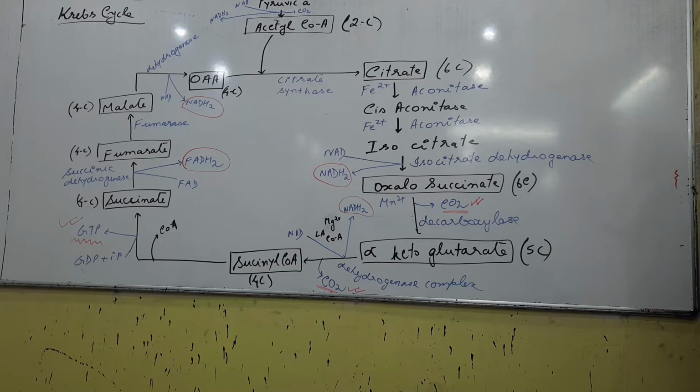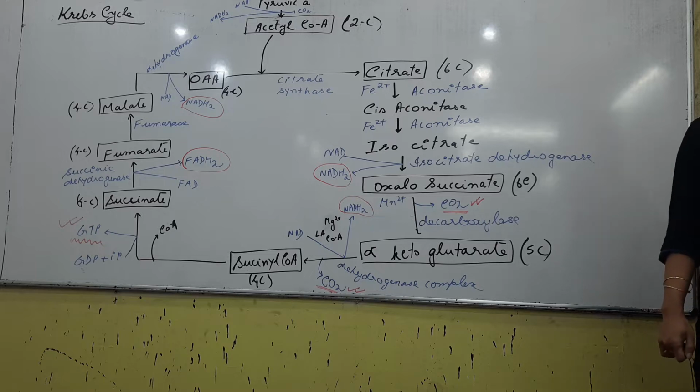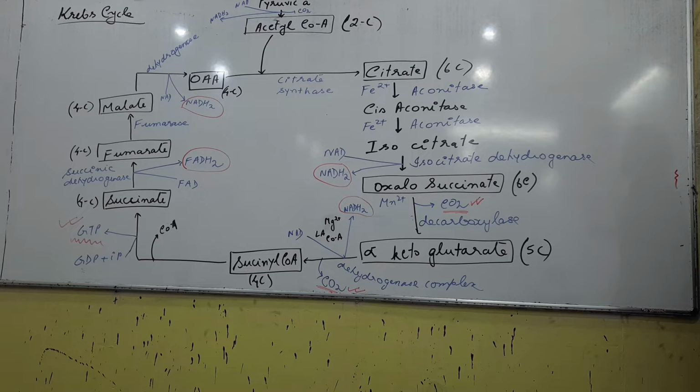In this entire diagram, what is important? The stages where the reducing coenzymes are produced, right? Next is where carbon dioxide is produced, right? Next, if carbon dioxide is produced, obviously decarboxylation has happened, right? With decarboxylation the carbon number will decrease. We started from 6 carbon and ultimately we have obtained 4 carbon.